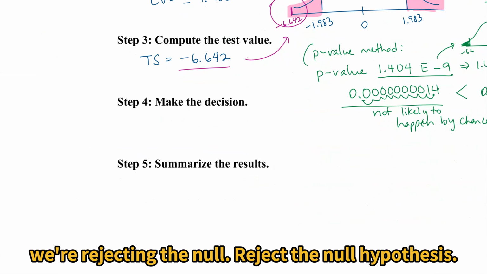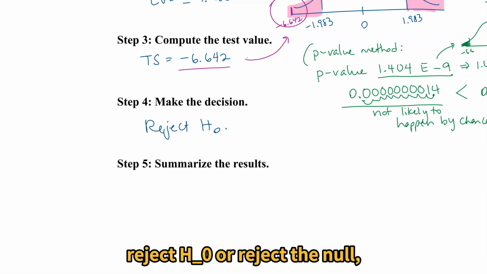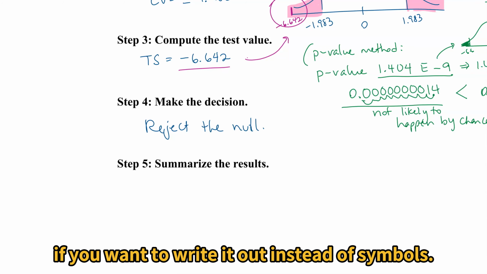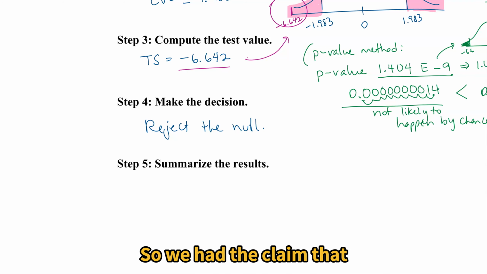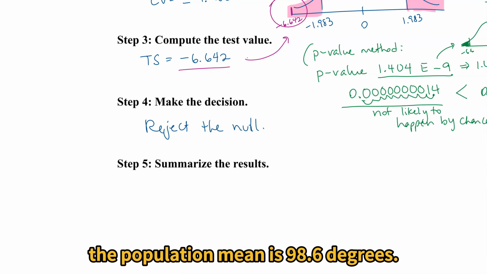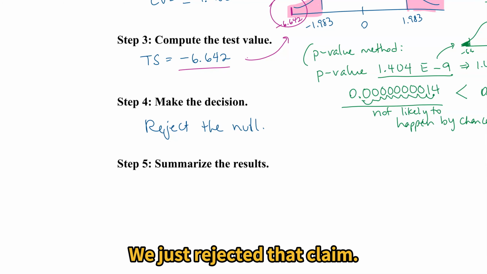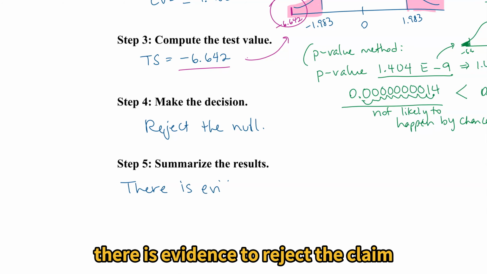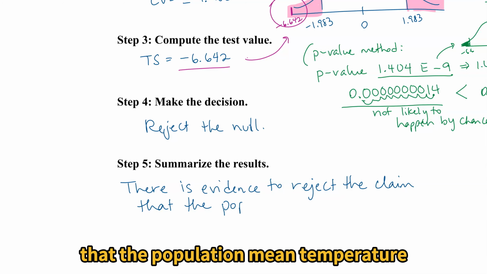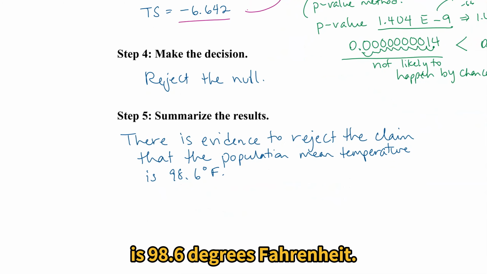So now that we've got that, make the decision. We're rejecting the null, reject the null hypothesis, and you can either write it as reject H0 or reject the null. If you want to write it out instead of symbols, you can absolutely write that. And now we're going to summarize the results. So we had the claim that the population mean is 98.6 degrees. We just rejected that claim. So we would say there is evidence to reject the claim that the population mean temperature is 98.6 degrees Fahrenheit.